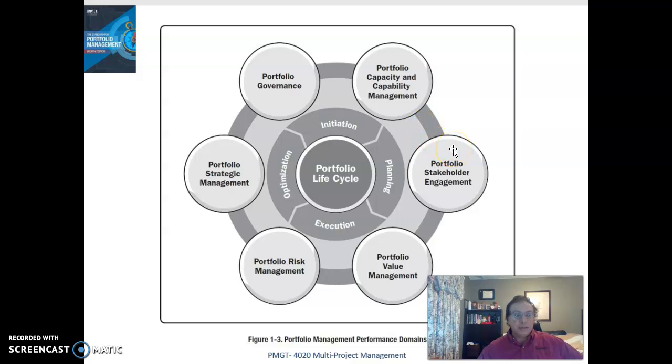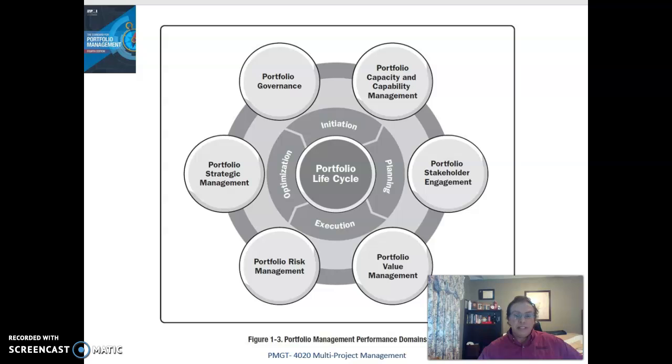Stakeholder engagement, like in the past, is about aligning expectations at the portfolio level. Value management, ensuring that we get the return on investment that we are seeking. And then finally, risk management, which involves managing the positive opportunities and the negative threats. Each performance domain will be explored in depth in upcoming chapters.